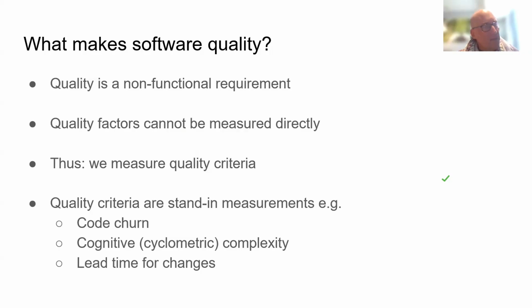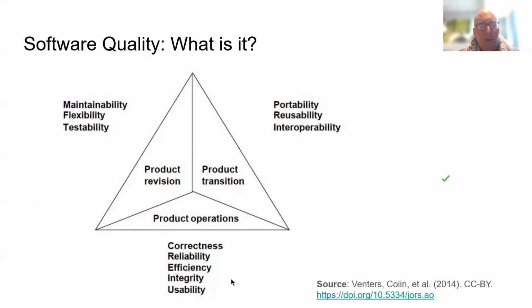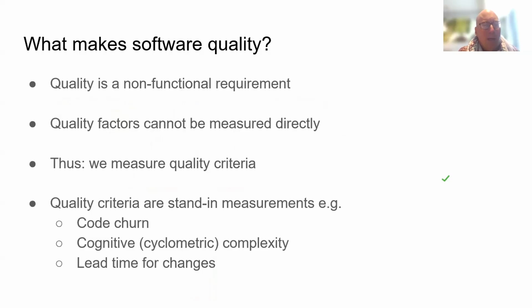Okay, so this is orthogonal to what the software actually does. Quality factors, now that's these things here that I've highlighted. These cannot be measured, like reusability, interoperability. These things cannot be measured directly. So therefore, we measure criteria, right? So they stand in for measurements.